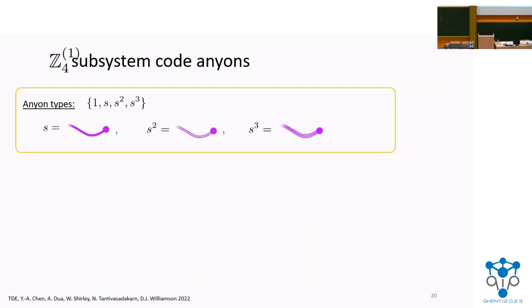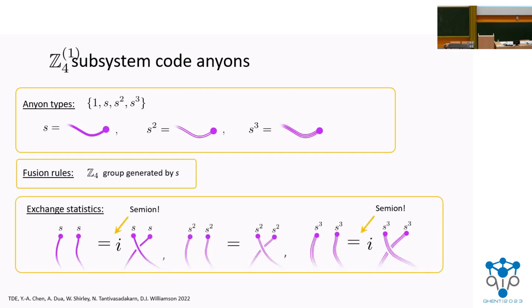So what's the anyon theory of the Z4^(1) subsystem code? Well, S is its only generator. So there are 4 types of anyons. Here, the anyons form a Z4 group under fusion. S is a semion, S squared is a boson, and S cubed is, again, a semion.